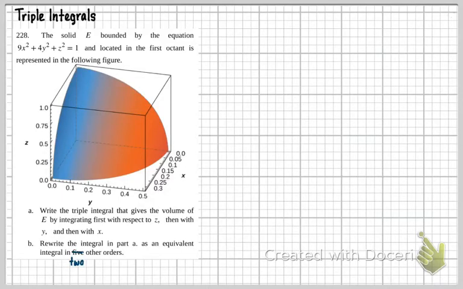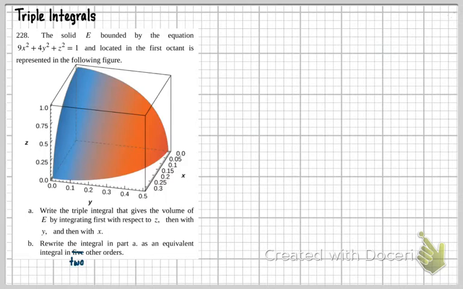A solid E bounded by the equation 9x squared plus 4y squared plus z squared equals 1 and located in the first octant is represented in the following figure. Part A says write the triple integral that gives the volume of E by integrating first with respect to z, then with respect to y, and then with respect to x.